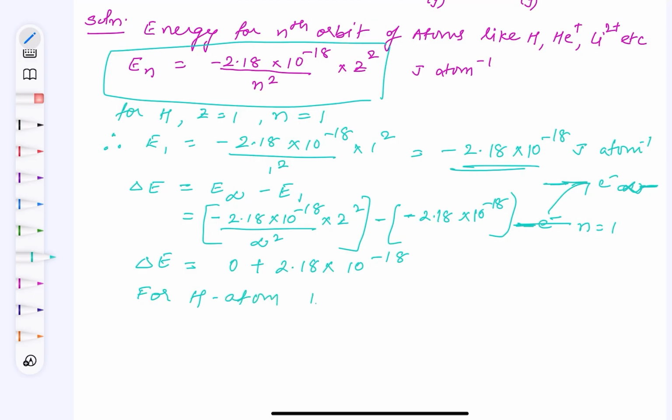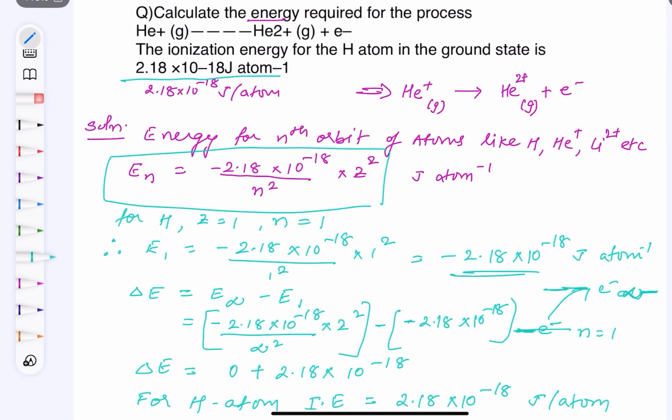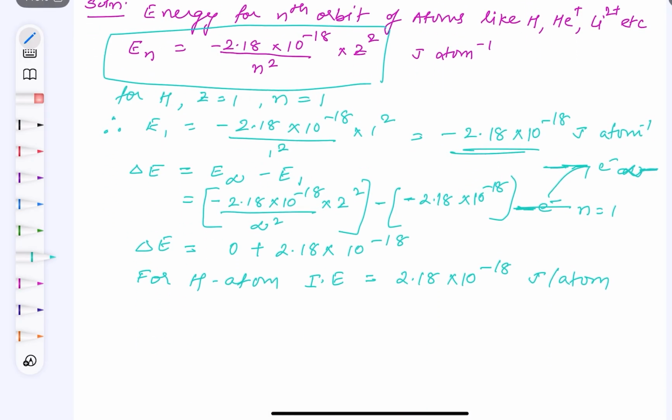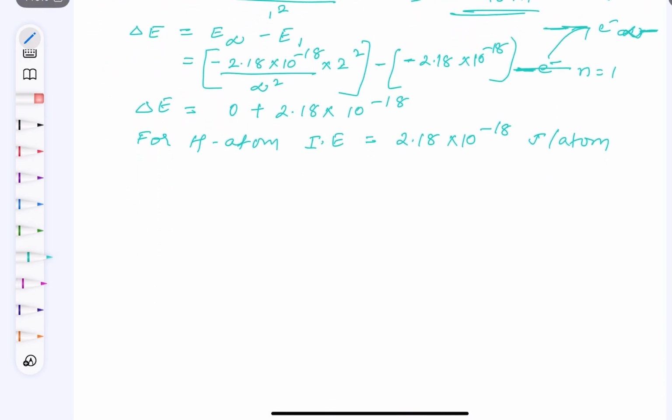Okay, the ionization energy which was given to you could be found out by this particular formula which they have already given to you. You get 2.18 into 10 to the power of minus 18 joules per atom. Fine. Now what you need to find out is, during the process of removal of electron from He plus, what energy will be required. Now here let us try to solve for helium.